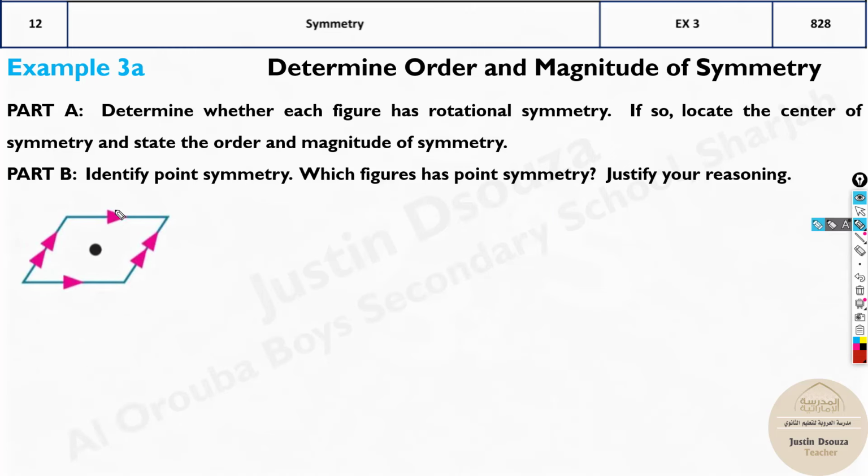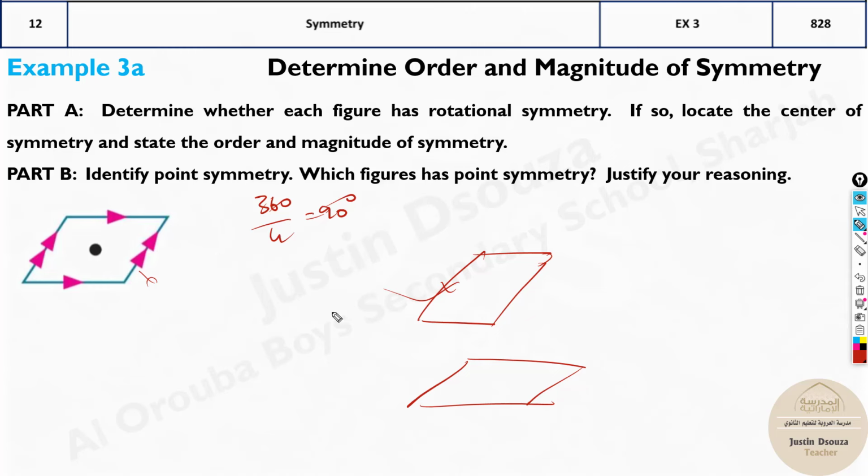Both are parallel. It's a parallelogram, parallel sides. Now let's rotate it by, say, 360 by 4 sides, 90 degrees. Let's try rotating at 90 degrees. If I rotate it, this is small side, this is big, big, small. It's not the same. They are different. But let me rotate it again. Then this is going to be small, big, big, small. Now it will map onto itself.